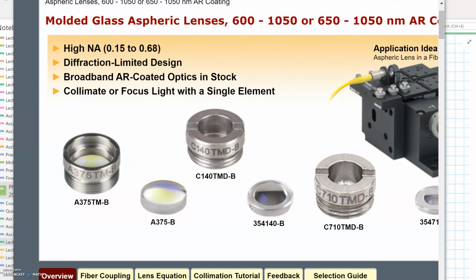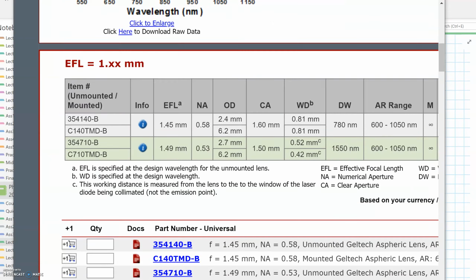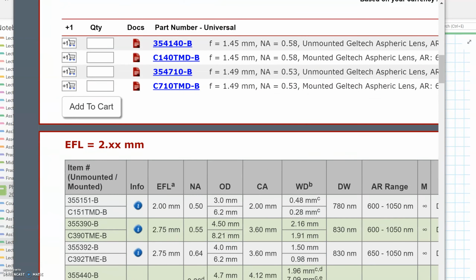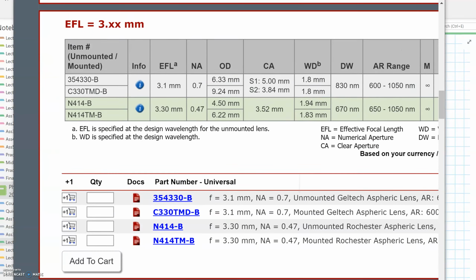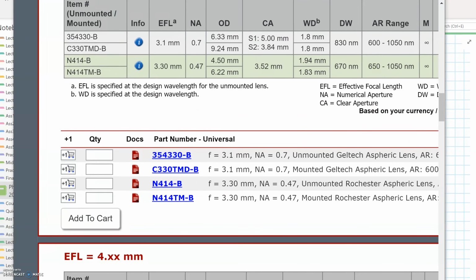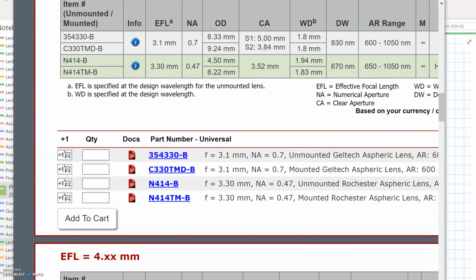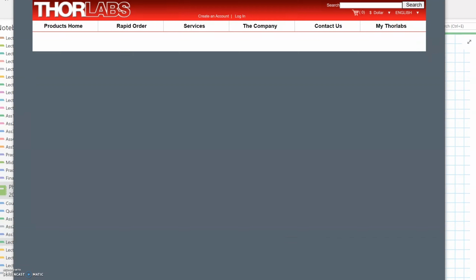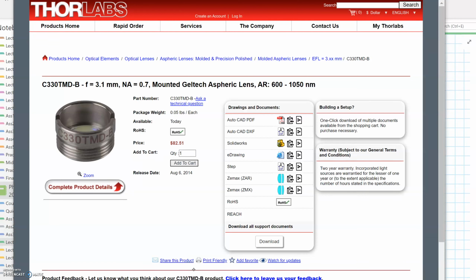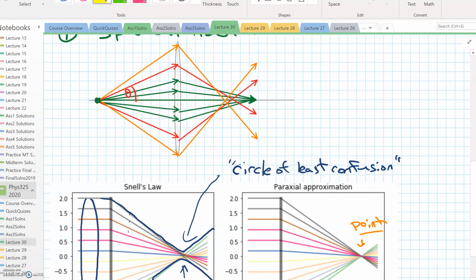So we use aspheres from a company called Thorlabs, and I believe it is one of these models here that we use. Yeah, so they're not astronomically expensive, about $80, and they come in a mount that you can just screw in to find the exact right location to focus it. So that's how we can get around spherical aberration.